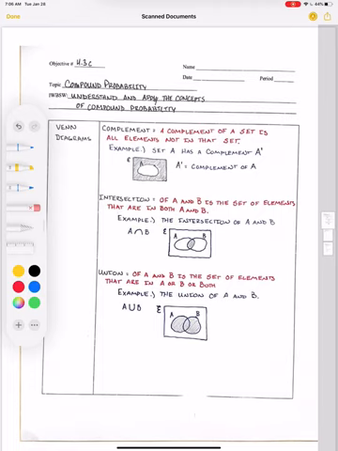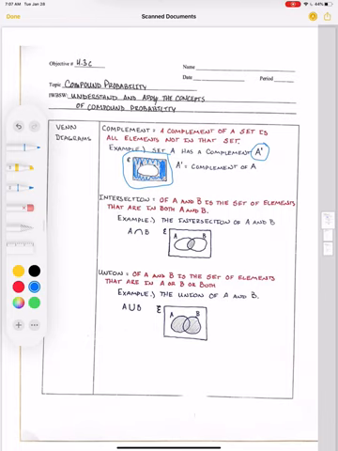So for set A, its complement is A with this little apostrophe right here. So that little apostrophe means not A. So if we look at our Venn diagram right here, everything that's not A is what's shaded in. So that would be the complement of A. A is everything that's in that white circle. So everything that's shaded, again, is not A.